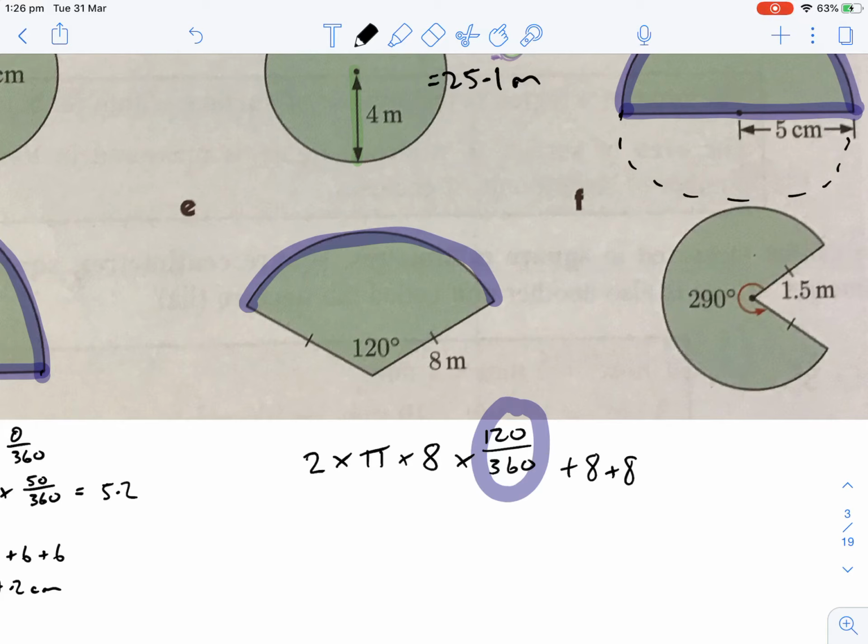Oops, I've lost my pencil again. Okay, we might have to stop there for a moment. There we go, we've got it. So, and then we've got those 2 lengths. I'm sorry, my pencil is done.